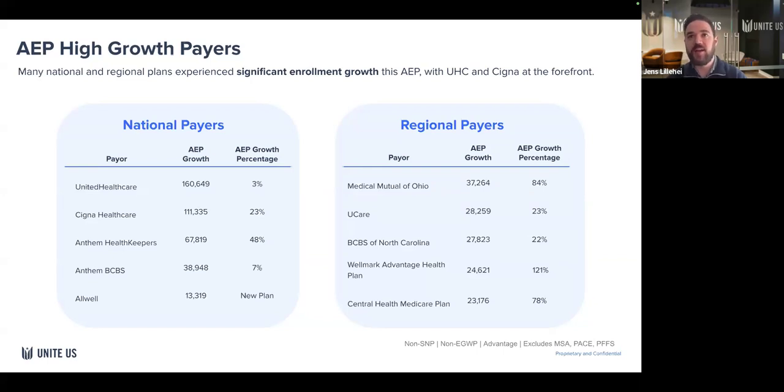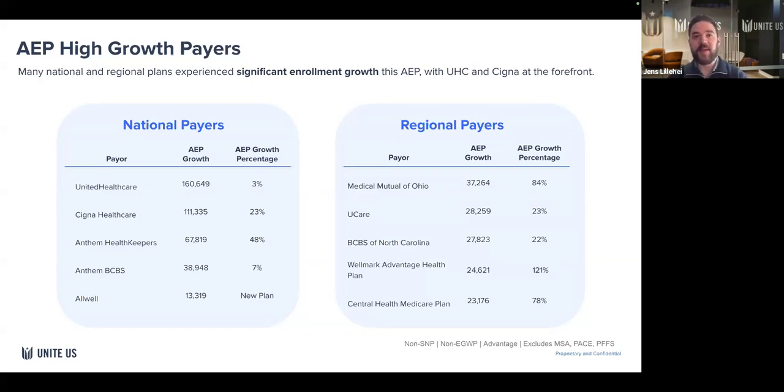On the regional side, a number of Midwest health plans saw the highest overall growth in AEP, led by Medical Mutual of Ohio, closely followed by UCare. And then on the percentage side, we can see Wellmark Advantage Health Plan had the highest overall growth rate of those top 5 plans. So it's definitely mirroring some of those exits and entrances.